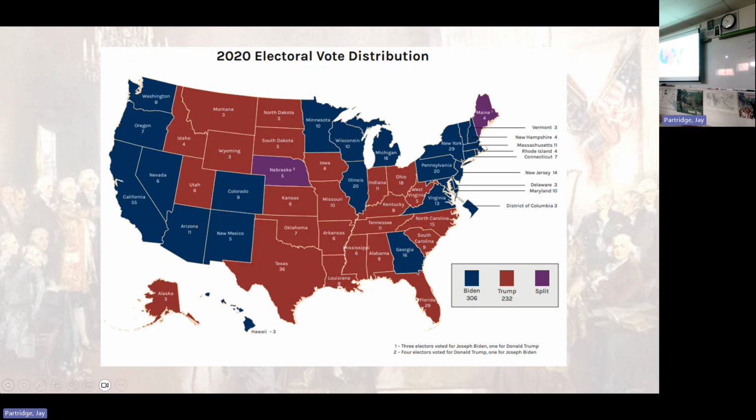What state gave the second most votes for Harris? Biden. Texas. Although, did I say Harris? I'm sorry, I meant Biden. I'm stuck in the 2024 mode of Harris versus Trump. Back to this, Biden versus Trump. The second most votes for Biden was in Texas. All those votes are lost.